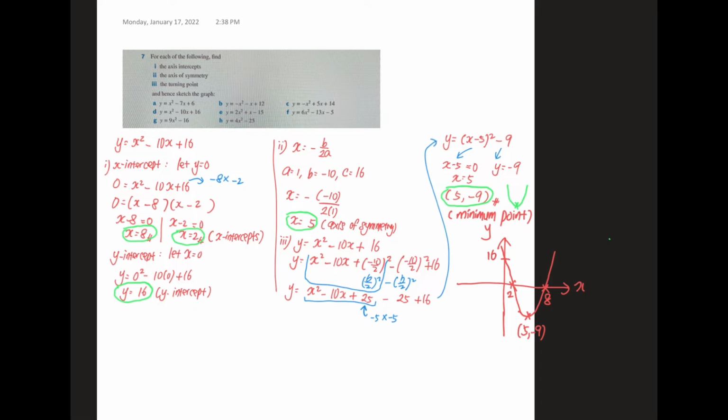For the axis of symmetry, you do it like this. You draw a vertical dotted line passing through the turning point, then you label this vertical line as x equal to 5, and that is the axis of symmetry. So that's how we do it for question D.